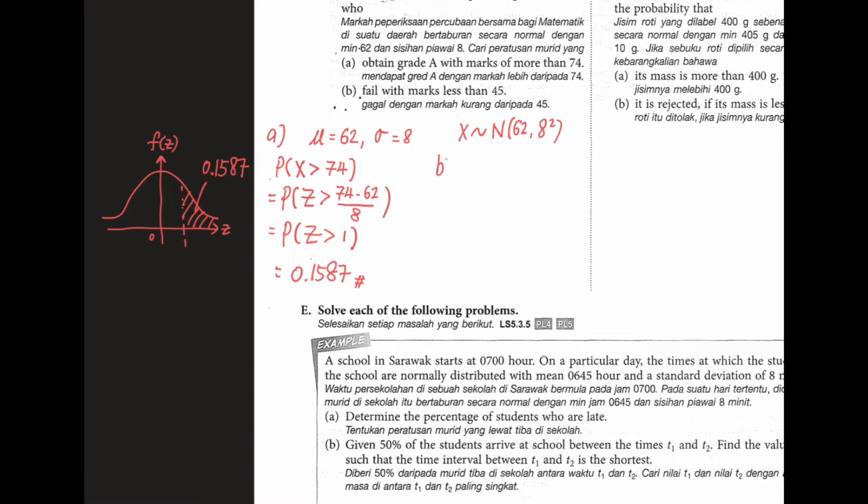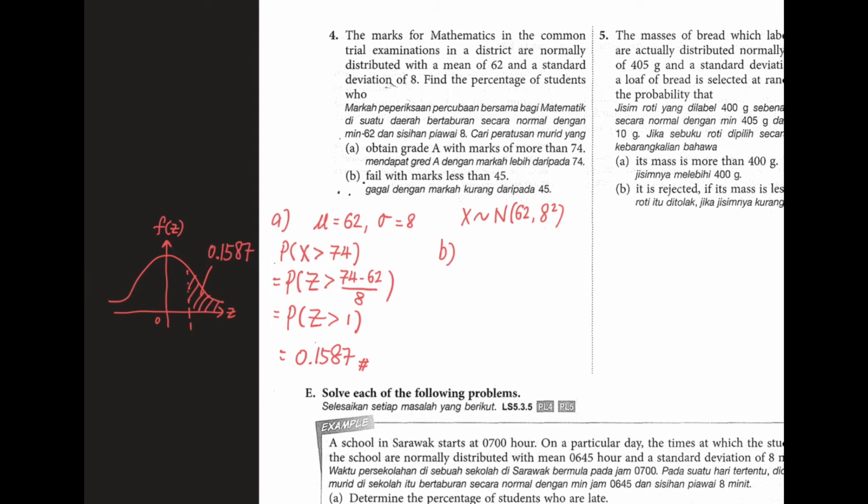Now we look at part B. Oh yeah, one more thing. Our question wants us to put the answer as a percentage. This probability is in decimal, so to put it in percentage, we just need to multiply by 100. So in percentage, multiplying by 100, 15.87%. That's the answer straight away.